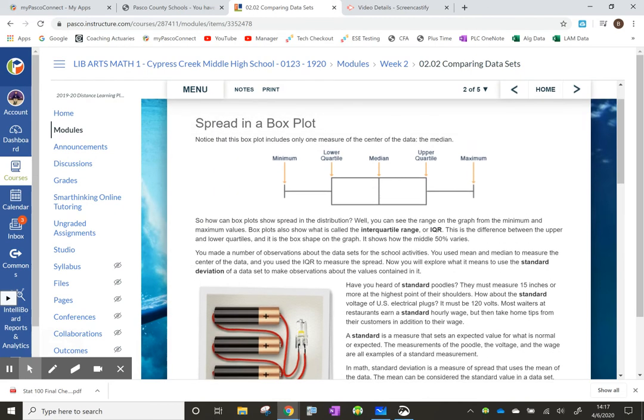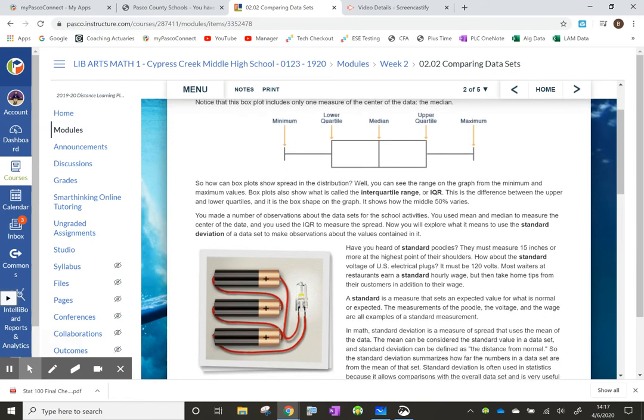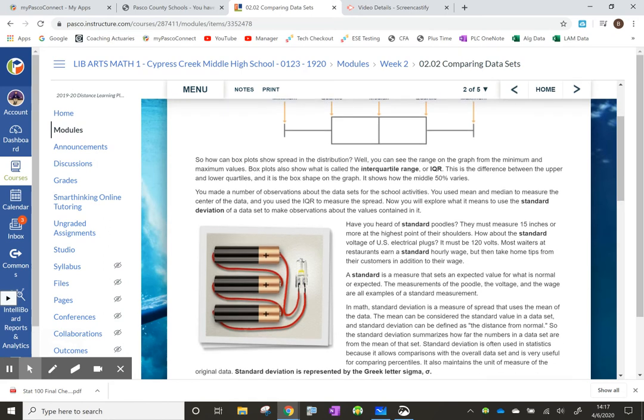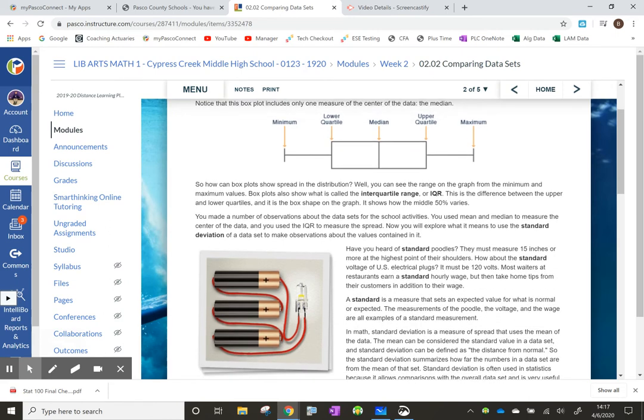So, spread in a box plot. We've already talked about this, but we can go over it again. How can box plots show spread in the distribution? Well, you can see the range on the graph from the minimum and maximum values. Box plots also show what is called the interquartile range, IQR. The interquartile range is that box part, right? The one that goes from the lower quartile, which is the first quartile, to the upper quartile, which is the third quartile. Like I said, there are lots of different names for these. But the interquartile range is that box part.